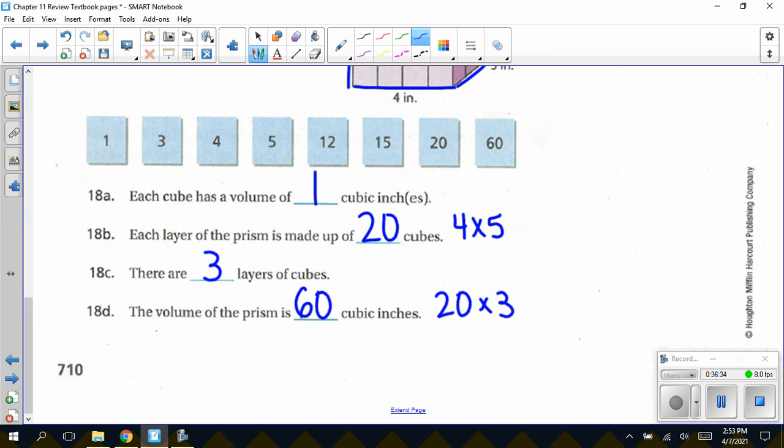So please make sure you are reviewing your polygons, the side angle vertices with their names. Make sure you're reviewing your triangles, your quadrilaterals, and then obviously volume with your length, your width, and your height. If you have any questions, please let us know.